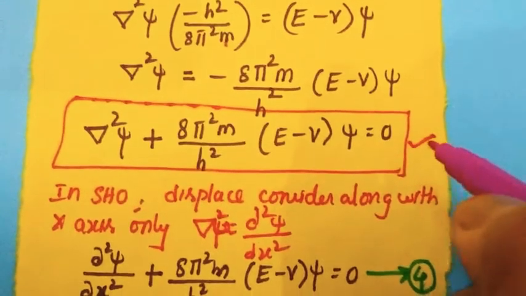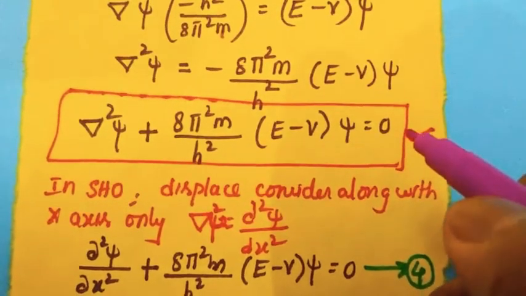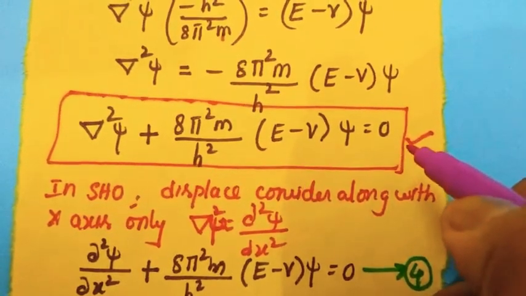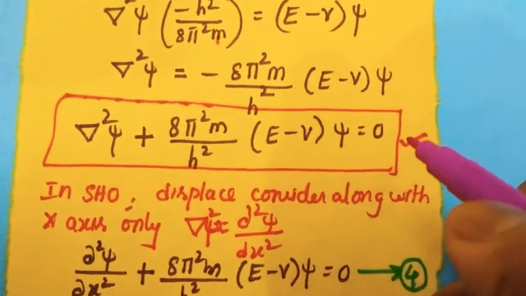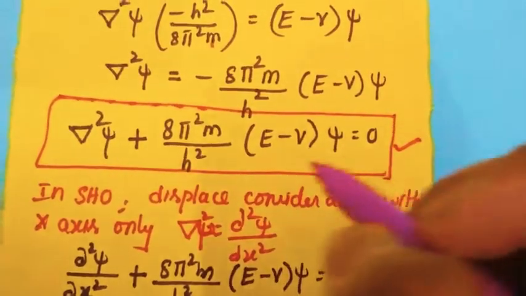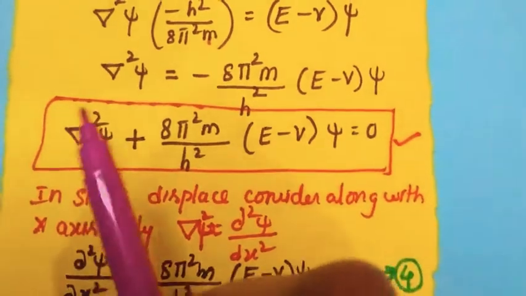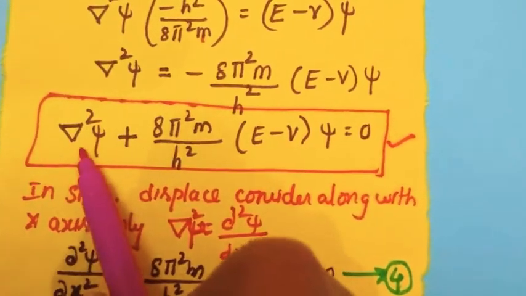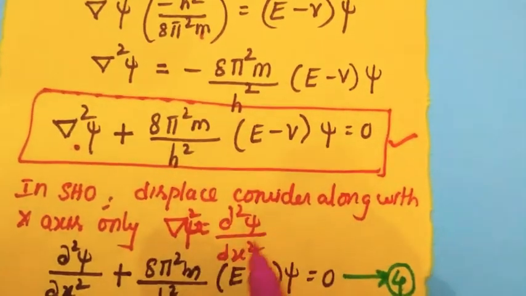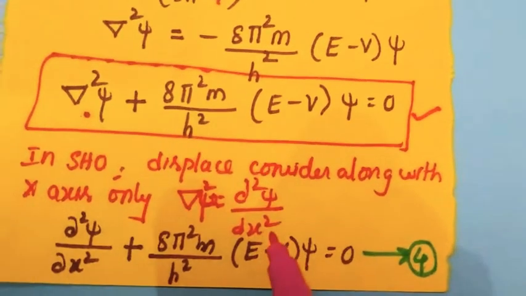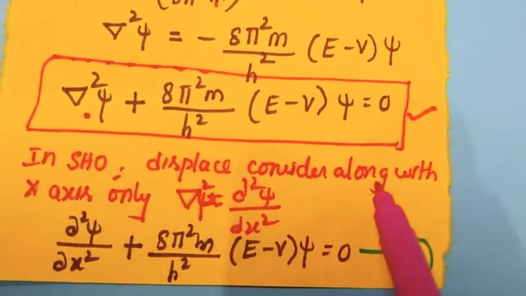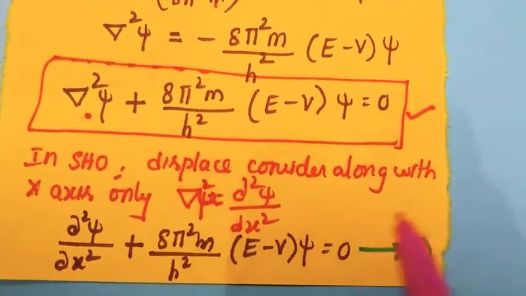So just here, in the simple harmonic oscillator, we want to consider the harmonic oscillator motion in only one direction. That's why we can replace the del square psi, the Laplacian operator, as only dou square psi upon dou x square. Why? Because we are considering the oscillation is happening only in the x direction.